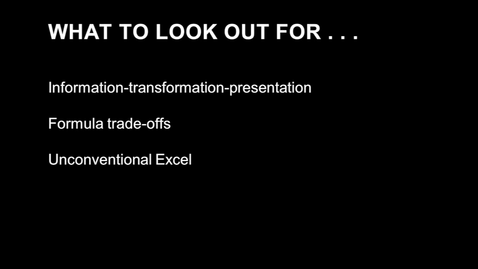So here's what to look out for. First is how we're using that information transformation presentation dynamic. The second is formula trade-offs. You'll see that at the end of the first act or demo. And finally, unconventional Excel. We're going to use things in a novel way here that you may not have originally thought of. By using these novel methods, we're able to do a little bit more with a little bit less. So this goes back to the tenets presented earlier. So let's get started.